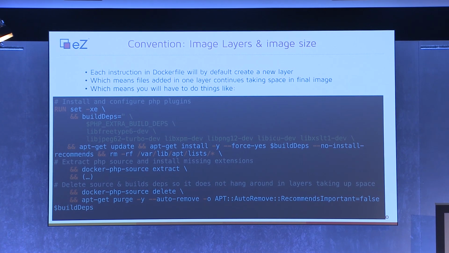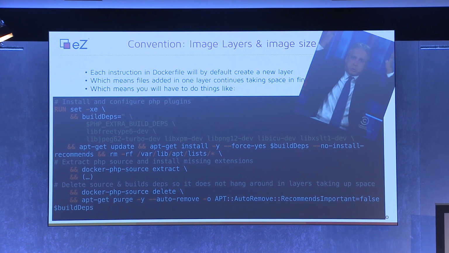After you're done with all that, you can do the source delete. It deletes the source, just leaving the compressed file. You also purge the apt packages that you don't really need in the live instance, all to save space. And this is all in one command to make sure that it doesn't add up on the layers. So that was kind of the point. The only thing you can say about this is it feels a bit backwards maybe the first time you see it, but that's how it is.